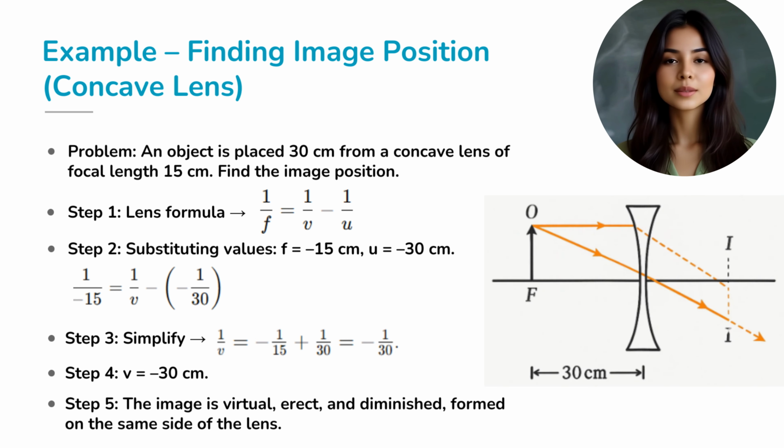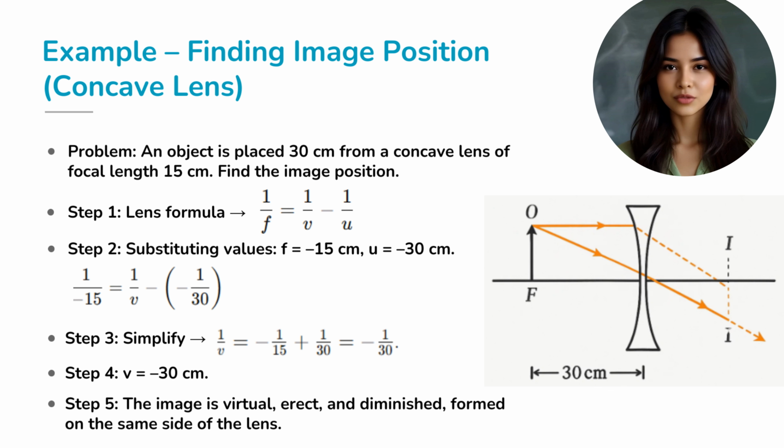Hello students! Today, we are going to dive into a cool example involving a concave lens. It's like figuring out where your reflection is in a spoon. You know, the part where you look at yourself and it seems shrunk. Let's break it down step by step.